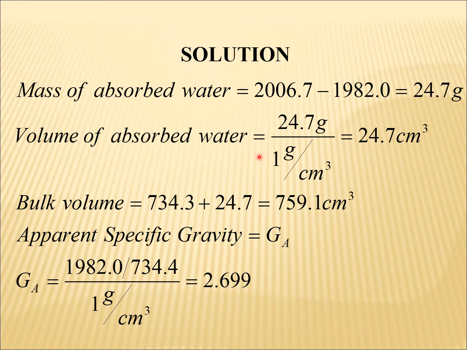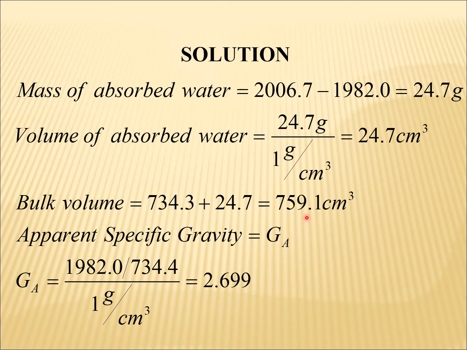You know the density of water is equal to the mass of water divided by the volume of water. So we have used that concept. So the volume of absorbed water comes to 24.7 cubic centimeter. So the bulk volume will be 734.3 plus 24.7. This way you will get the bulk volume.